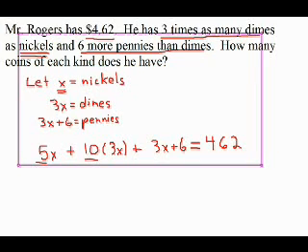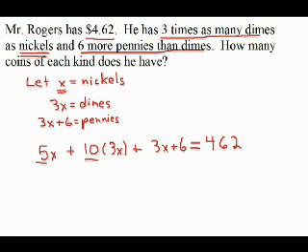So in order to solve this, once again, we need to simplify. If there's any math we can do here, we have to do that math first. So here we can multiply 10 times 3x, and 10 times 3x will give us 30x. We're going to go ahead and leave the 5x as it is. And then we have plus 3x plus 6 still.